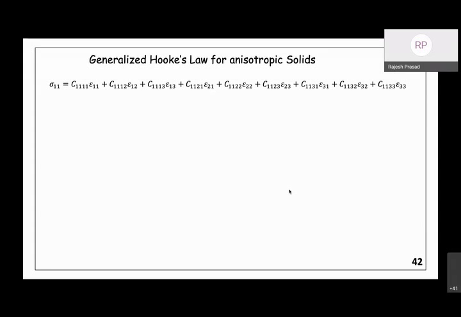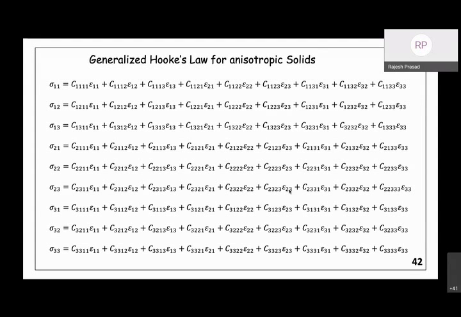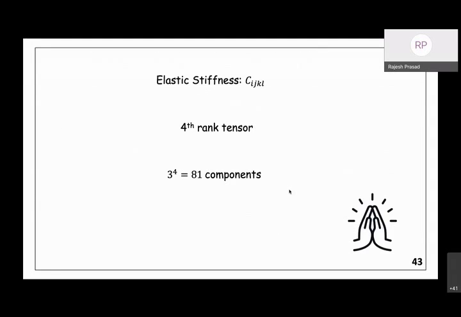So you require 9 elastic constants just to describe sigma 11. And similarly, you will require 9 elastic constants for all the 9 stresses. So 9 into 9, 81 elastic constants are there. So it's a 4th rank tensor. This is horrible news for any experimentalist, and he can only pray. Even to measure the elastic constants of one crystal, 81 measurements is just too much.